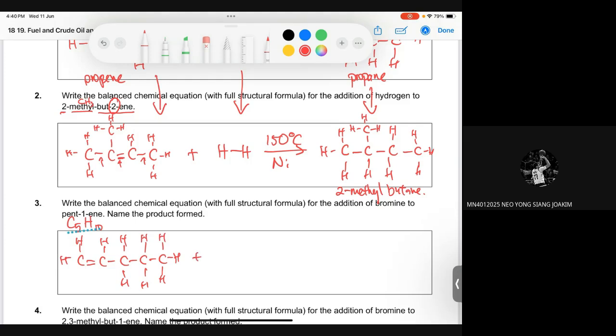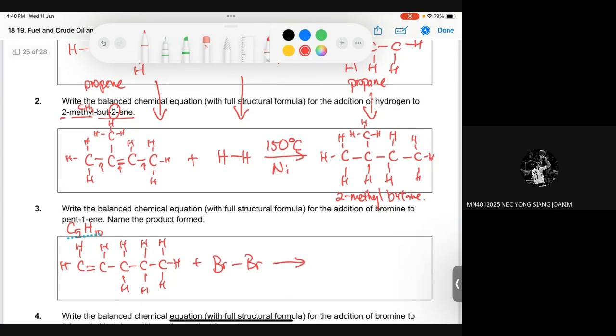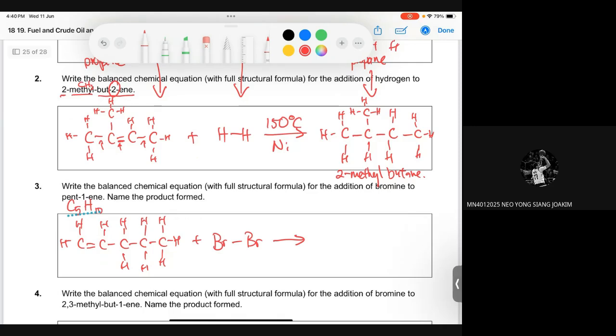Okay, now I'm going to add bromine. So Br2. Now there's no conditions for addition of bromine at your normal room temperature. So your arrow don't need to draw anything. So the product formed. Now take note, you need to name the product. So I'm going to draw the product out. Then I will ask Matthew, you try to name it. Okay, you don't name first. I draw it out first.